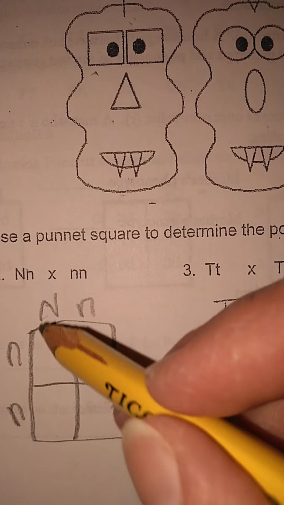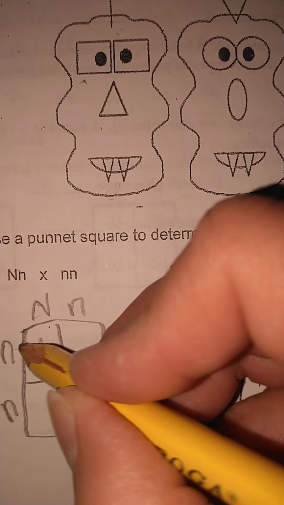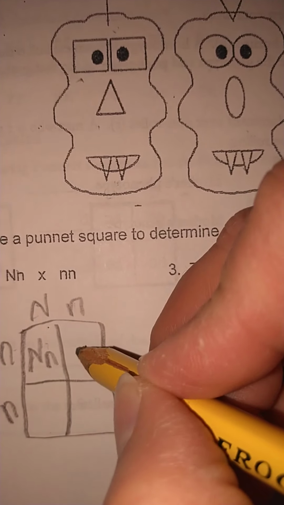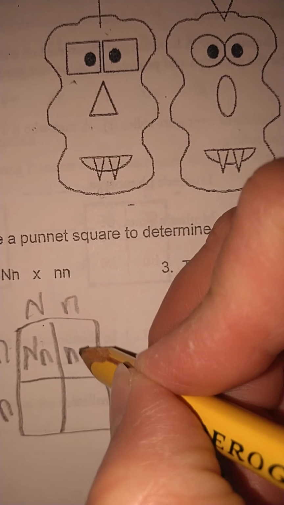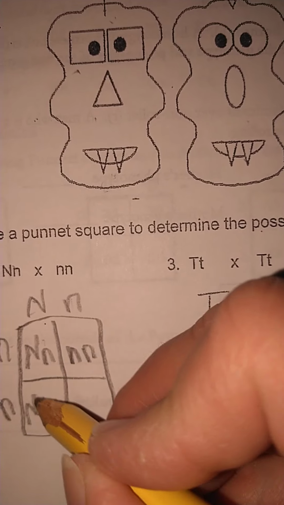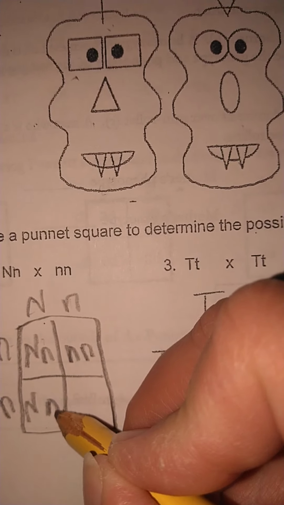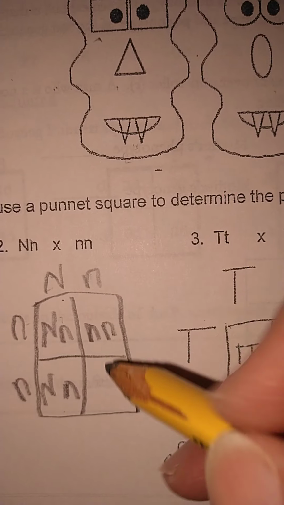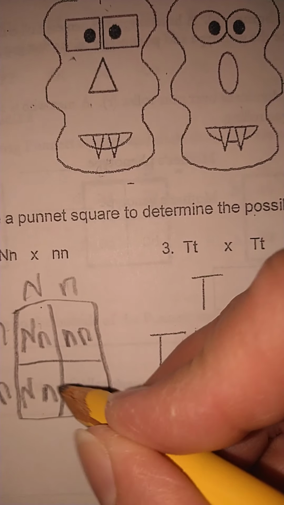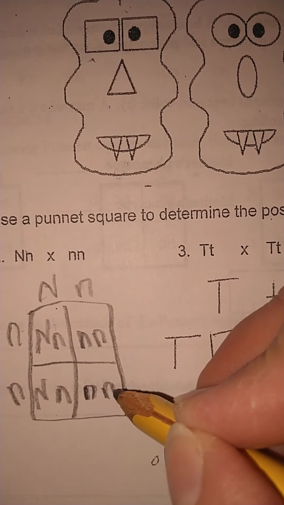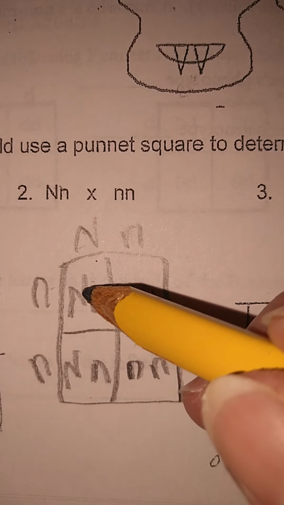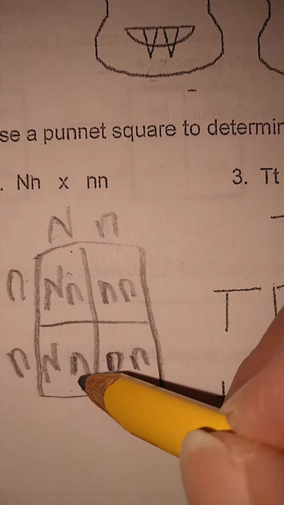So we fill those in, we bring down that big N, across the little n, little n, little n, big N, little n, and then little n, and little n. Okay. So we end up with these two are heterozygous, big N, little n.